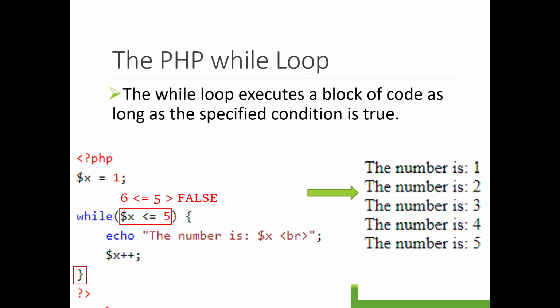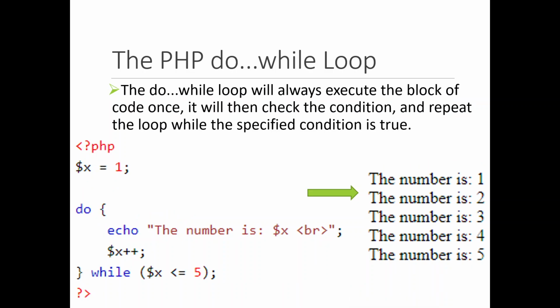After the closing curly bracket of the loop, because it has turned to false, because 6 is not less than or equal to 5. So anytime the condition evaluates to false, the loop is not executed any longer, but the line after the closing curly bracket is. Then you have do while.